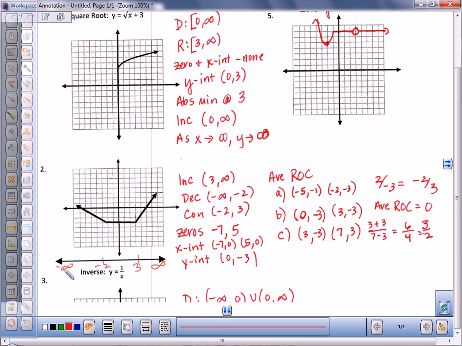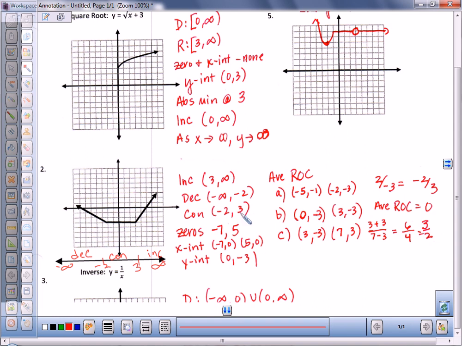What is this function doing from negative infinity to -2? Well, my finger goes down, so this is a decreasing interval. What happens from -2 to 3? It remains constant. And then from 3 to infinity, it is increasing. So how would I write that? Increasing is from 3 to infinity. Decreasing is from negative infinity to -2. And it has a constant interval from -2 to 3.